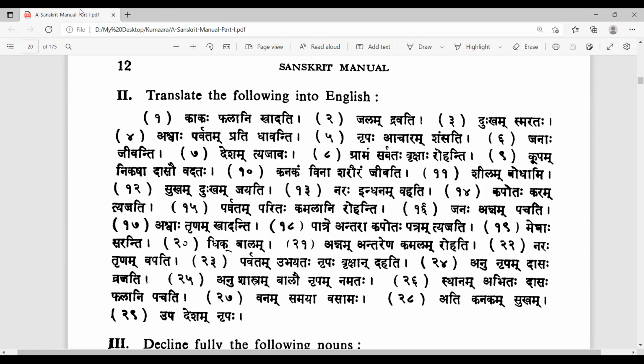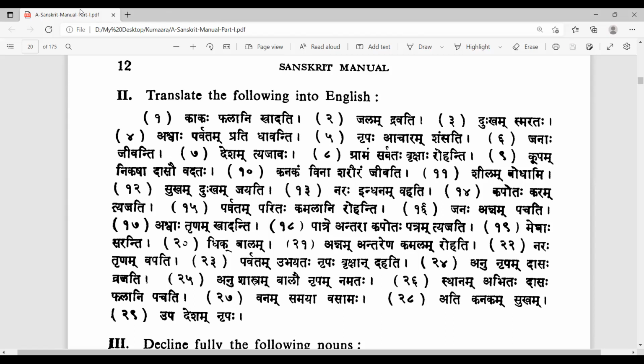अस्मिन् वाक्ये क्रियापदं खादति, कः खादति, काकः खादति, किं खादति, फलानि खादति. जलं द्रवति. अस्मिन् वाक्ये क्रियापदं द्रवति. किं द्रवति, जलं द्रवति.